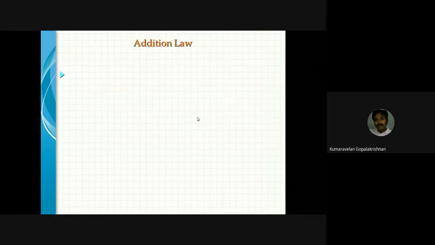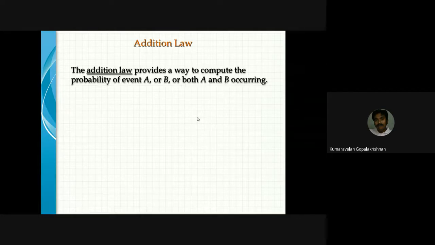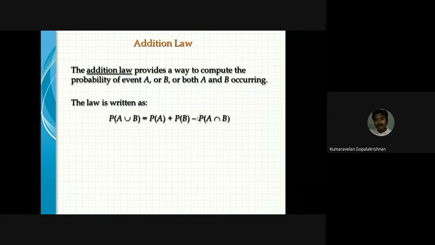Again, there are some beautiful laws, similar to set theory. In probability in statistics we also have laws: an addition law, a multiplication law, an independence law. Say A and B are 2 experiments, not 2 sets, happening simultaneously. Then P of A union B equals P of A plus P of B minus P of A intersection B. Here the events can occur individually, or they can occur at the same time. This is the addition law.